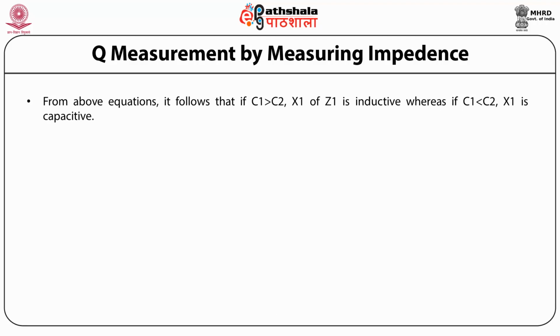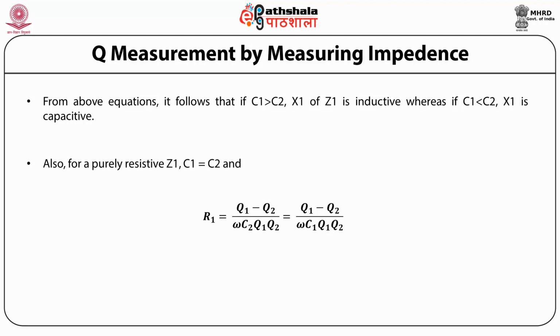From these equations, it follows that if C1 is greater than C2, X1 of Z1 is inductive, whereas if C1 is less than C2, X1 is capacitive. Also, for a purely resistive Z1, C1 is equal to C2 and R1 is equal to Q1 minus Q2 by omega C2 Q1 Q2, which in turn is equal to Q1 minus Q2 divided by omega C1 Q1 Q2.